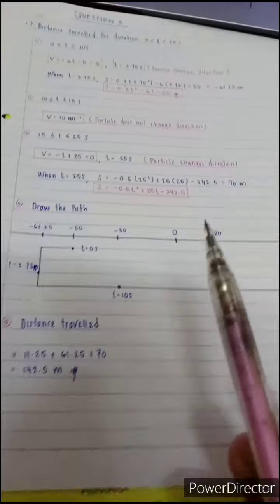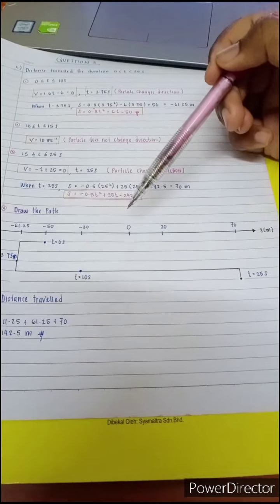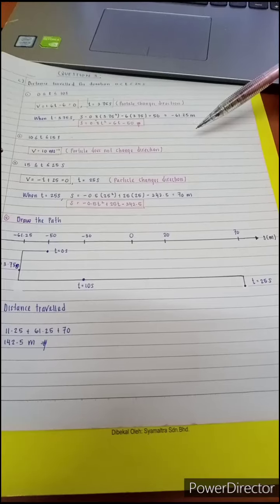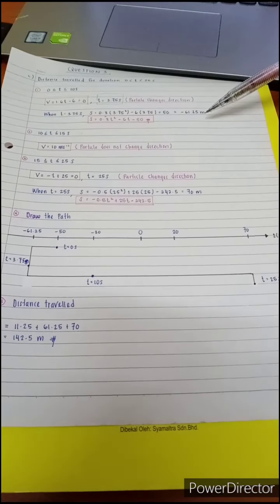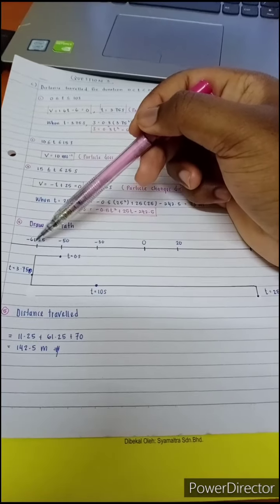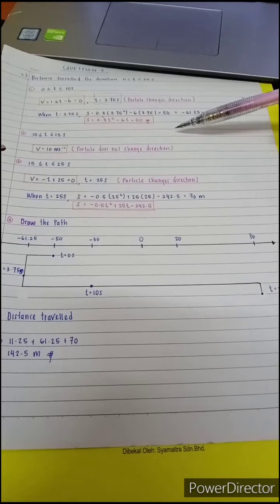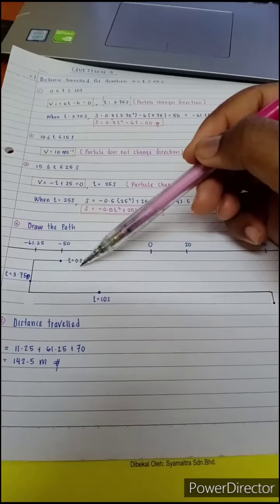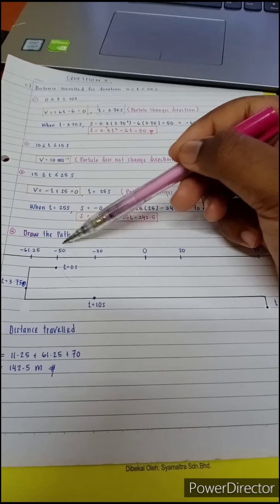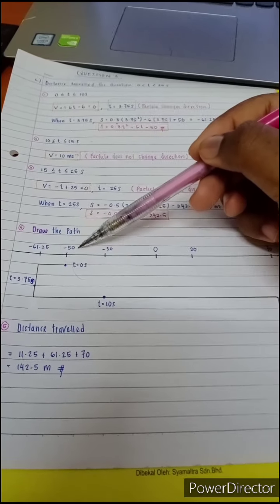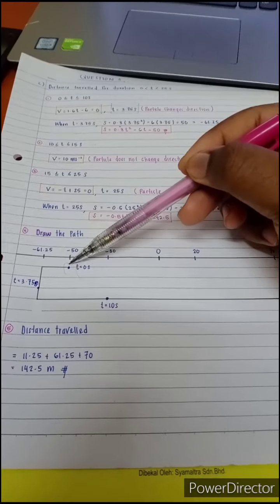Now we have to draw the path to find the distance traveled. First, the highest value is 70 meter and the lowest value is negative 61.25. So you put a center point of 0, highest value 70, lowest value negative 61.25. The question says that when t equal to 0, it is negative 50 meters. So when time is 0 second, the path starts here. This is the starting point.